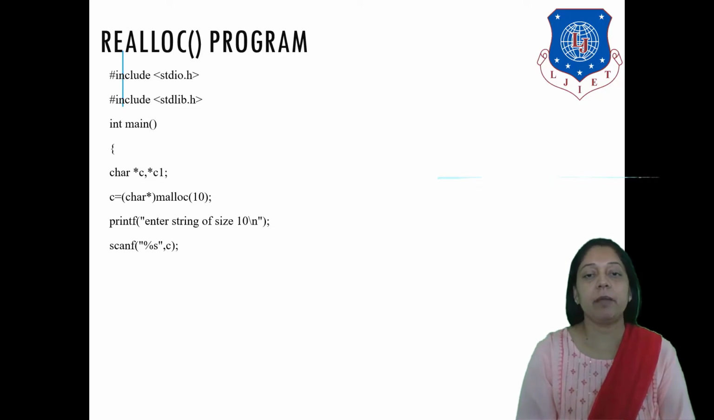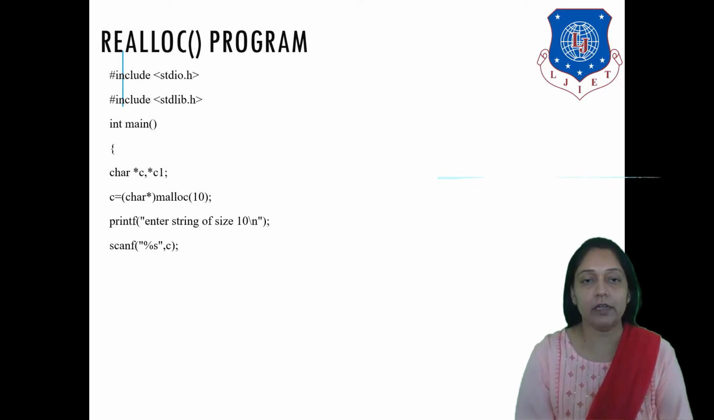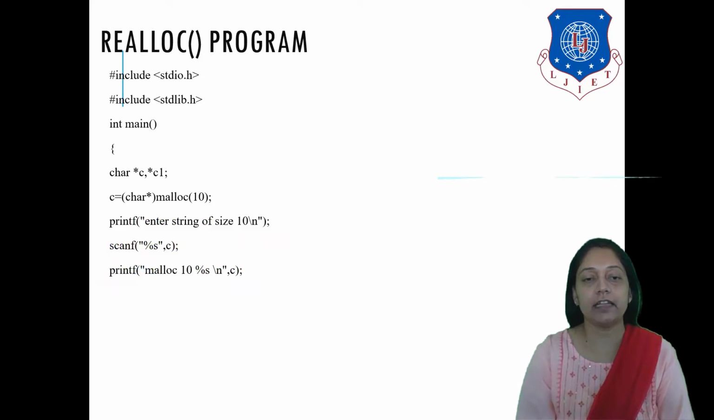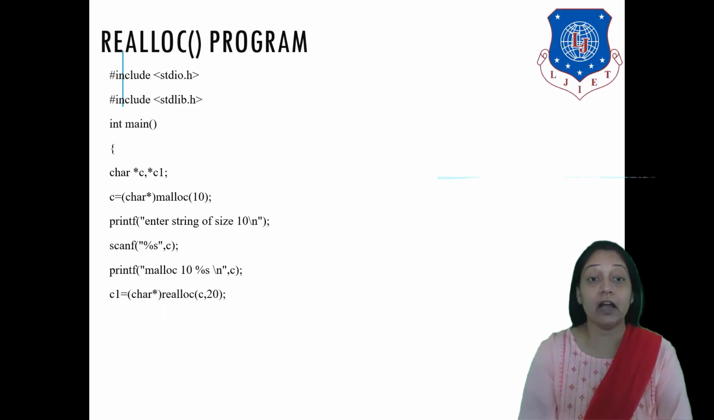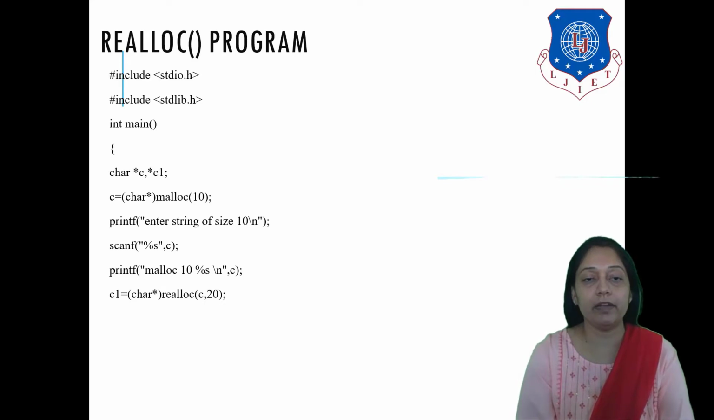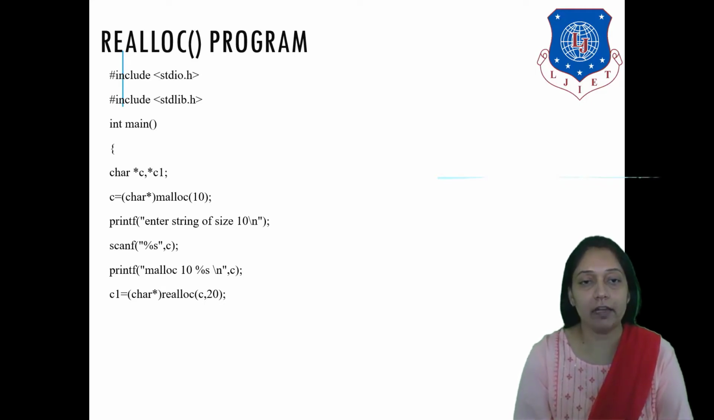The pointer has been declared and the memory has been allocated. I will store some value inside this memory allocation. For that, I use scanf: scanf("%s", c), since we are going to input a string. If you want to display the value, then use the printf statement. "malloc 10" is the string that would be displayed, plus if I want to display the value, then %s, comma c.